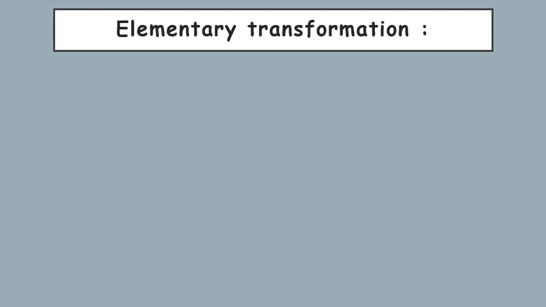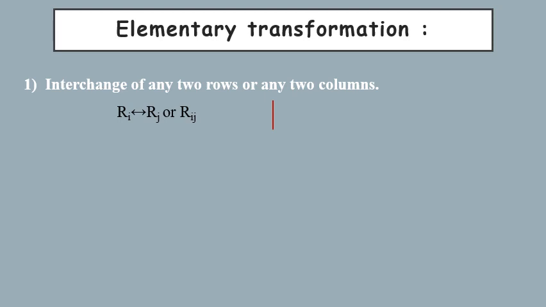So let us see the first transformation: interchange of any two rows or any two columns. Suppose in a matrix we have to interchange ith row and jth row. This can be written like this: Ri interchange with Rj, or just Rij. And if we have to interchange ith column and jth column, this can be written as Ci interchange with Cj, or Cij. So let us see one example.